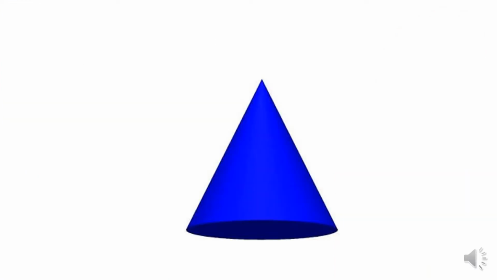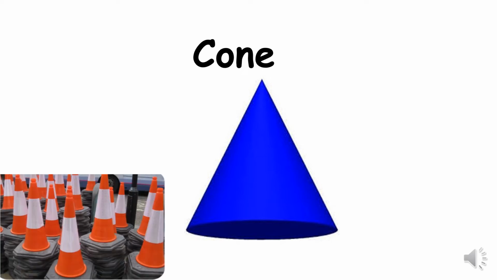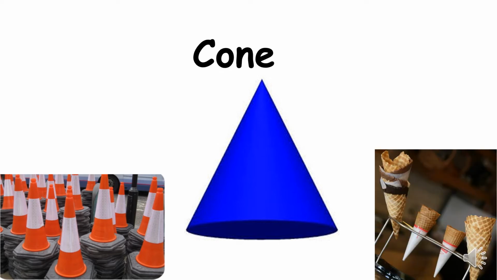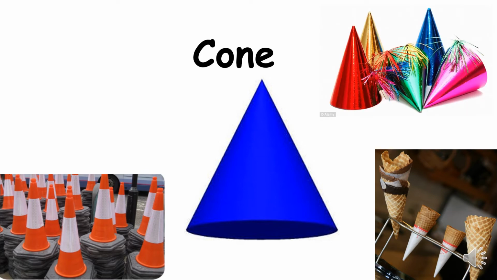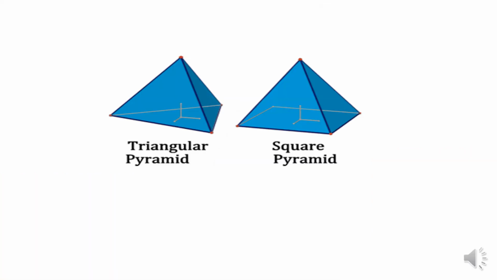Have you seen this shape before? Do you know what this shape is called? This shape is called a cone. Can you say that? Cone. You might see these outside. These are traffic cones. You might have seen some ice cream cones. And party hats. Party hats are also in the shape of a cone. I wonder if you've seen this 3D shape before. Do you know what this 3D shape is called?